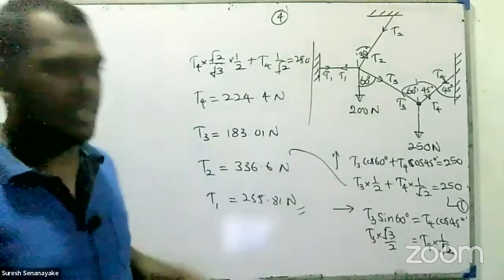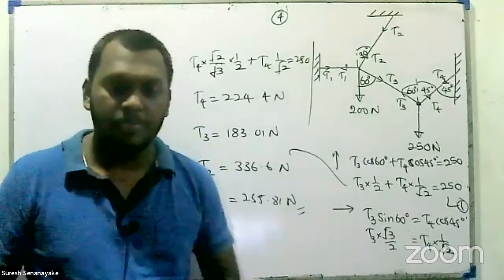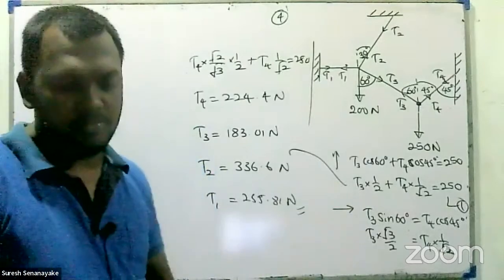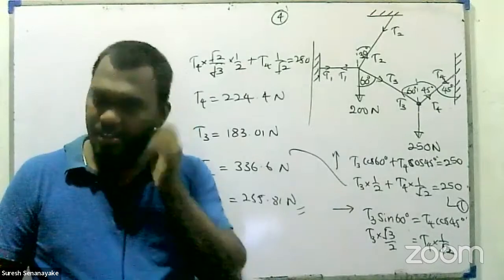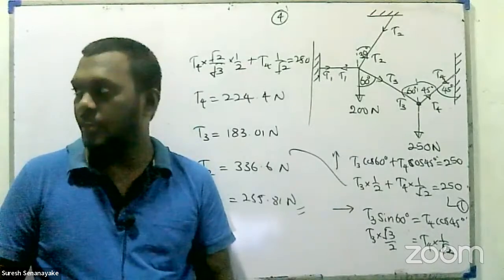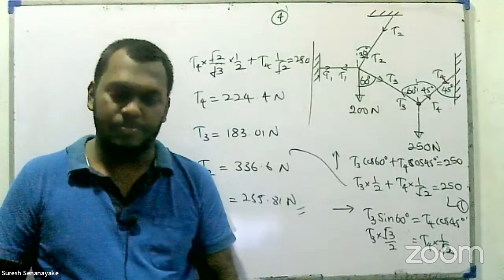There are different states of equilibrium. Three states we call the stable equilibrium, the unstable and neutral equilibrium. After that, we'll go to the next one, that's the work, energy and power session.